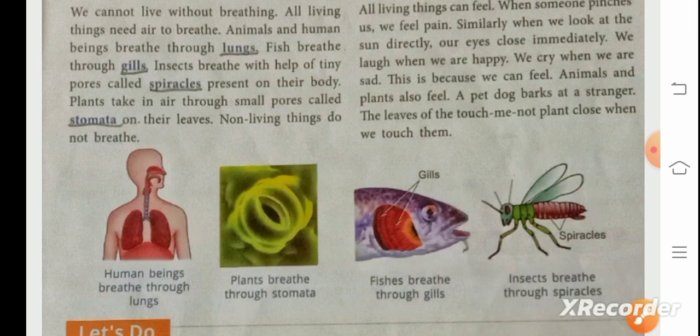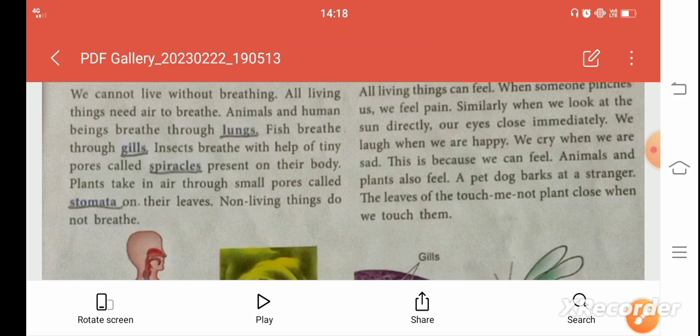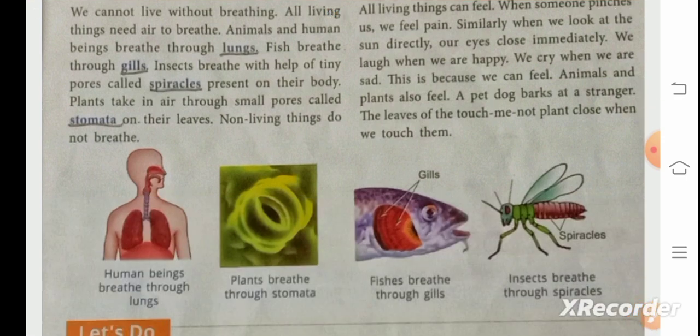Next, all living things can feel. Yes, we can feel because we have sense organs, as you children already learned about the sense organs. When something pinches us we can feel pain, we will start to cry. Why? Because we are feeling it. Similarly, when we look at the sun directly, your eyes will start to close immediately. Why? Because your eyes are sensing.